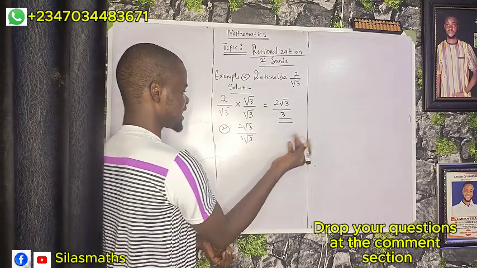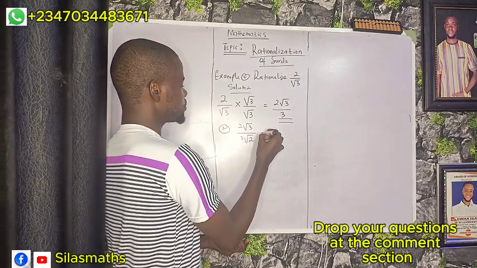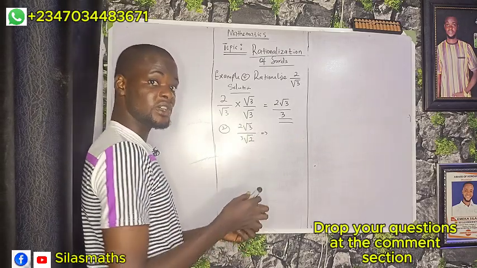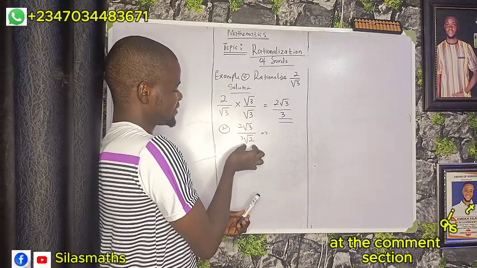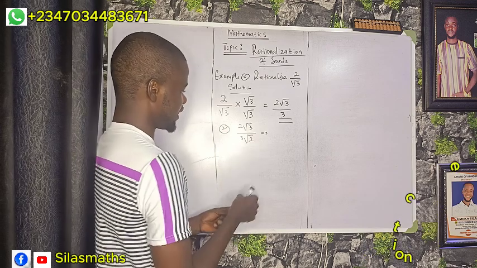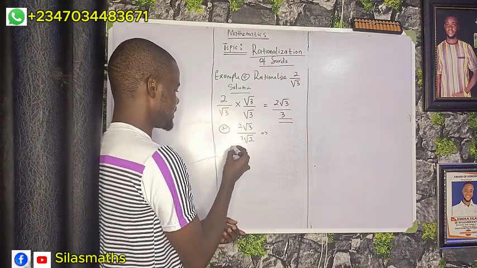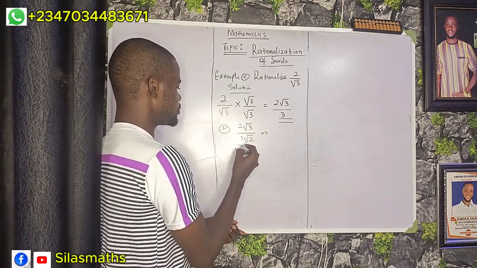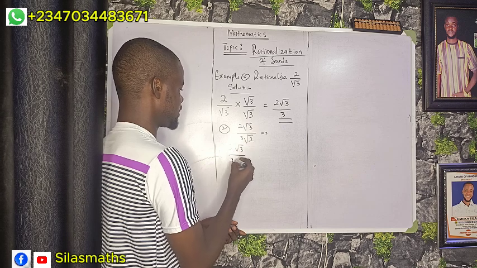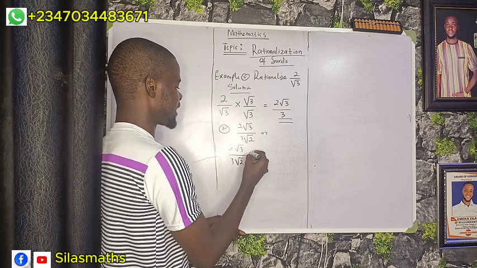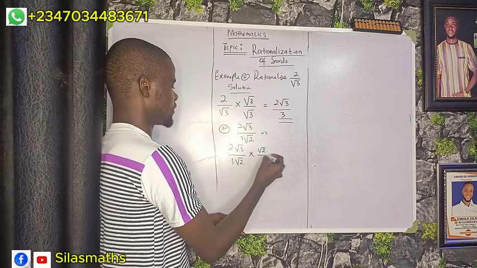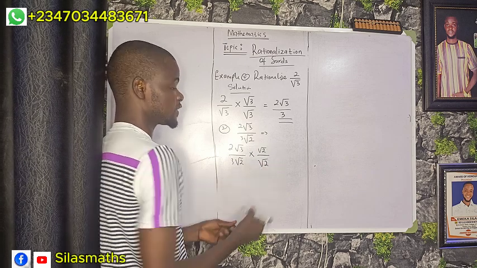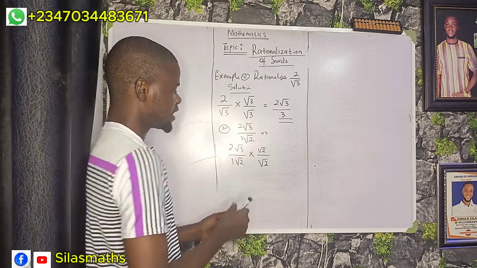Okay, how do I rationalize this? Very simple. To do that, I will just multiply the numerator and the denominator by the square root of what I have here. So I'm going to have something like this: 2 root 3 over 3 root 2. Then I'll multiply it by square root of 2 over square root of 2. Simple. This will eliminate the square root at the denominator.